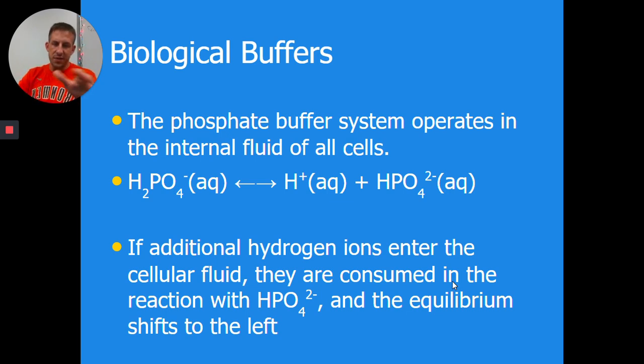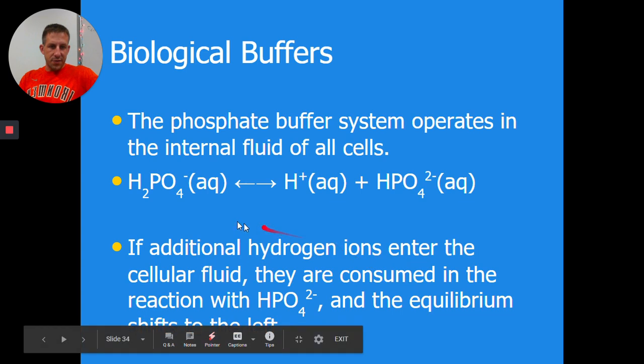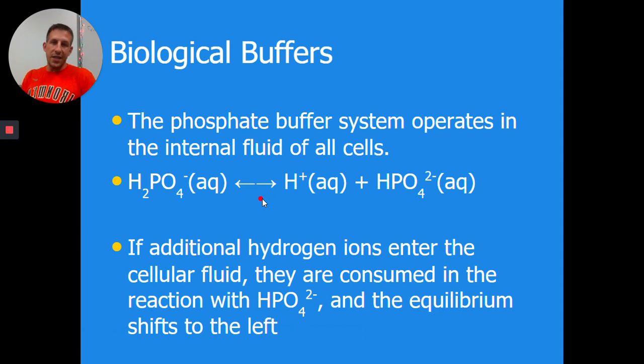Okay. Now this is an equilibrium system, so you have to bring back some of your chemistry knowledge and figure out, okay, what happens in equilibrium systems with this double arrow, right? And that's the key to understanding this particular buffer system problem. The phosphate buffer system operates in the internal fluid of all cells. That's this one right here.